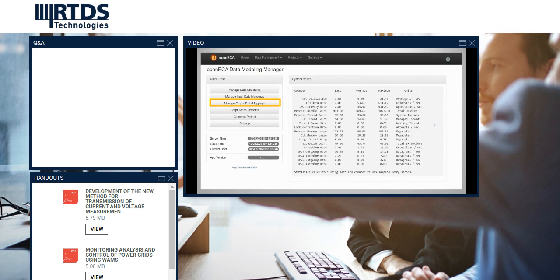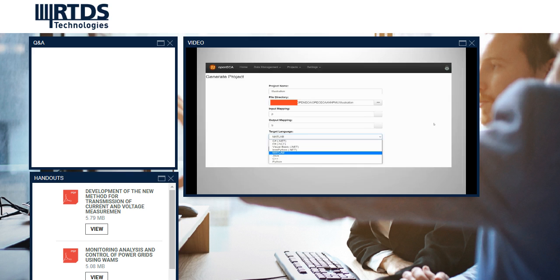Once the input data and output data are mapped, we can visualize the input streams through graph measurement or create a project. I have used illustration to show the project that I have created, and then file, this would be the path where the project would be saved. We have used input mapping structure as P and output mapping structure as B.